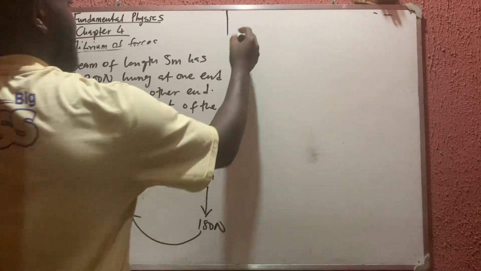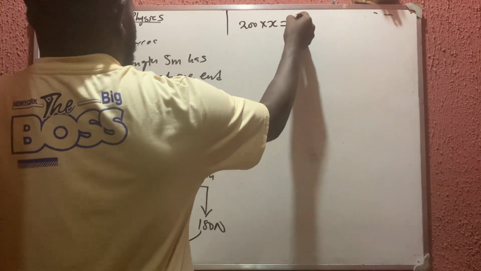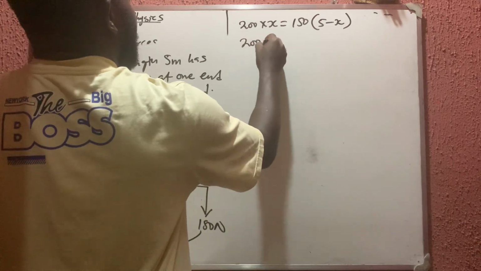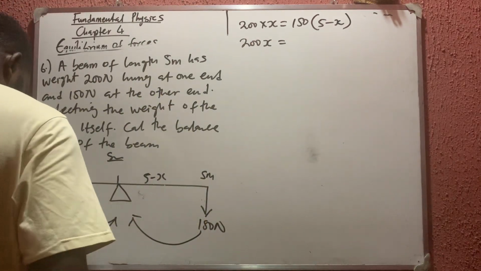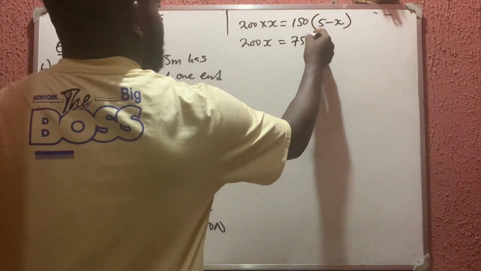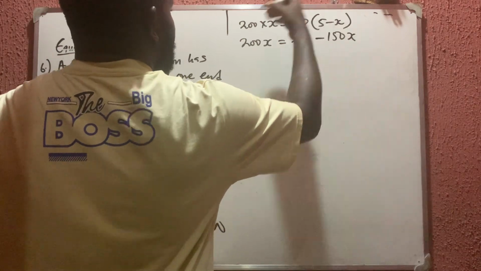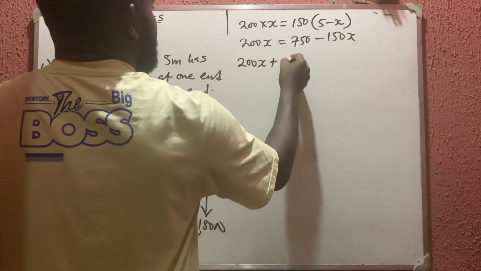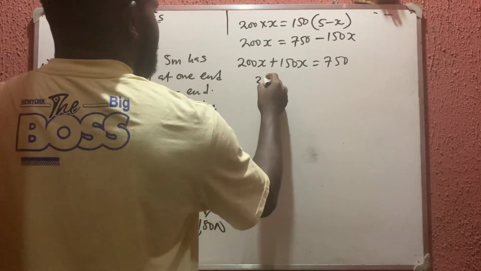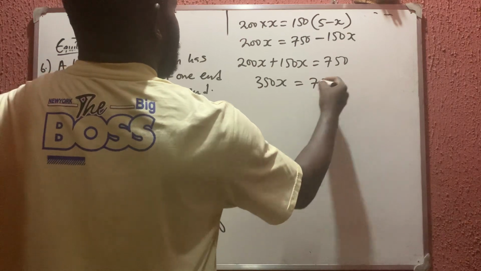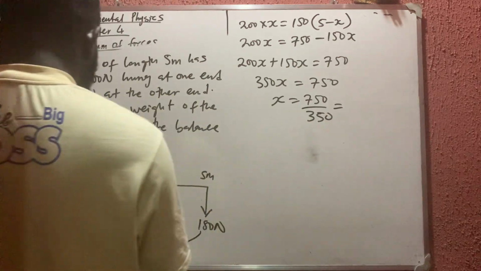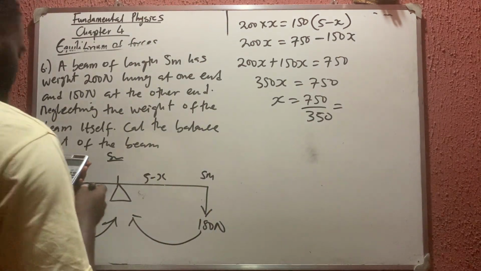So therefore I'm going to have that 200 times x is equal to 150 times (5 minus x). So 200x is equal to 150 times 5, which is 750, minus 150x. So this one coming here, 200x plus 150x is equal to 750. This plus this will give you 350x is equal to 750. So x will now be 750 divided by 350.